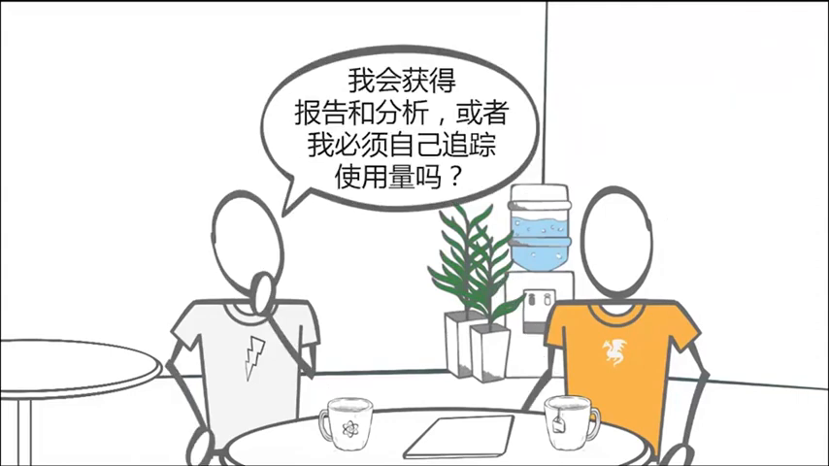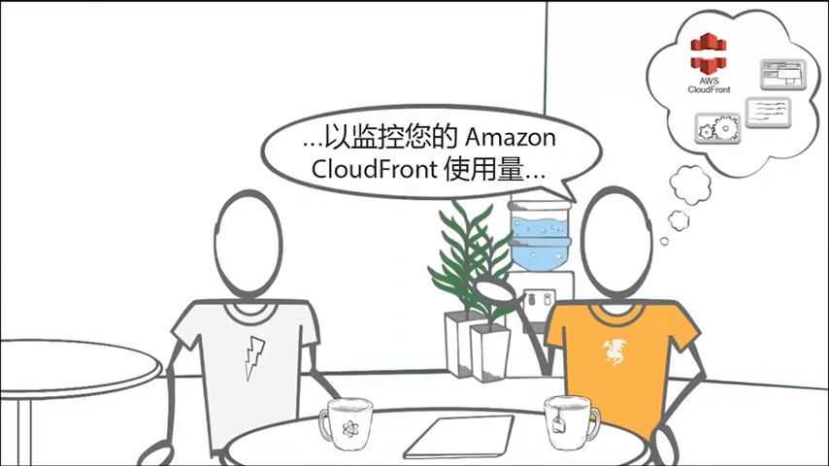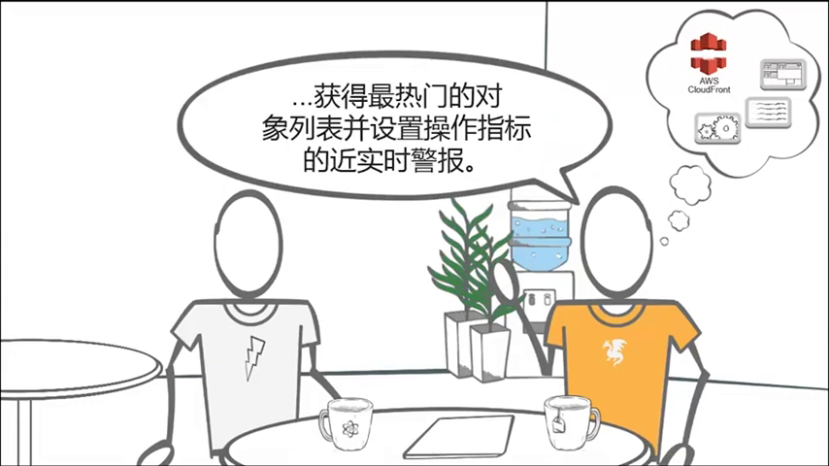Do I get reports and analytics, or will I have to track usage myself? Amazon CloudFront supports detailed cache statistics reports, monitoring your Amazon CloudFront usage, getting a list of your most popular objects, and setting near real-time alarms on operational metrics.